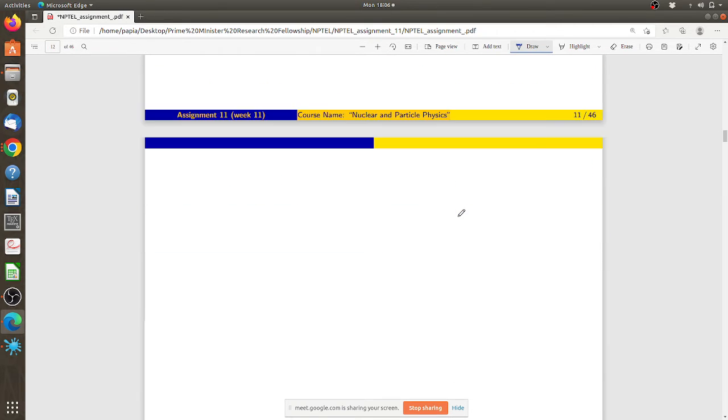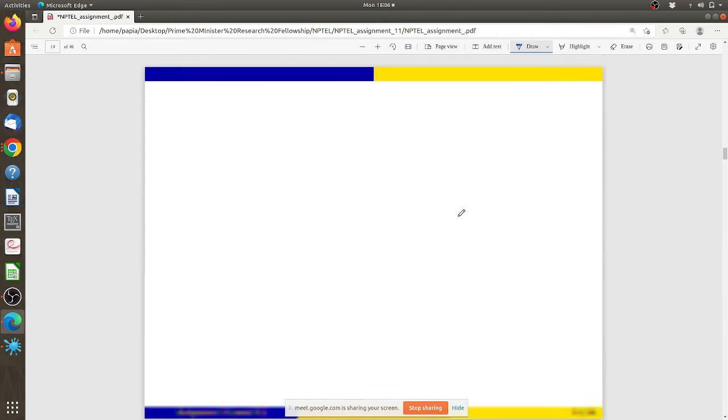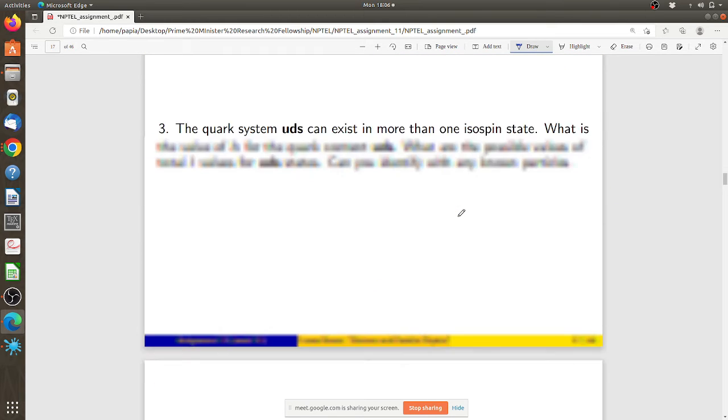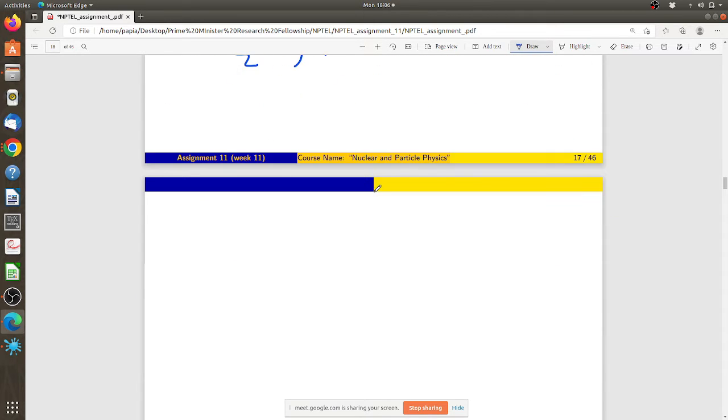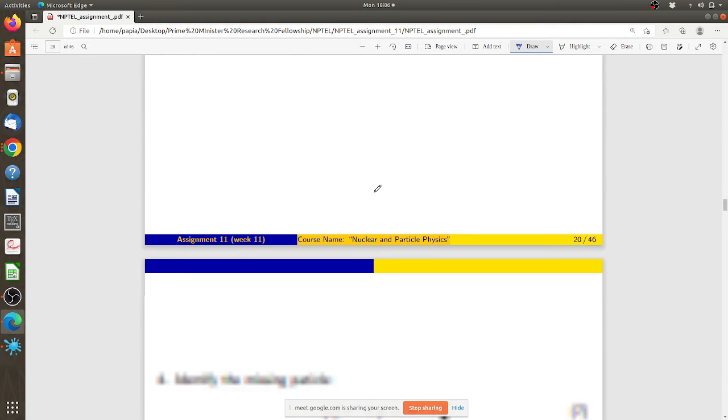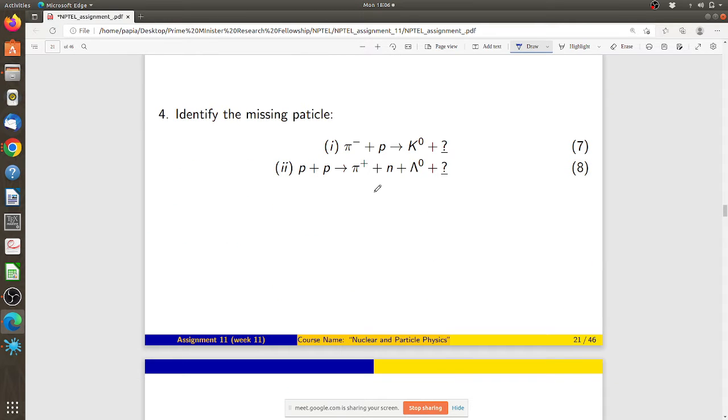Okay, so you know how to do that, right? And the third question was also solved: the UDS state, and what will be the example for that UDS state. I have given you 2 examples, sigma 0 and lambda 0, right? That was also done. So let's come to the fourth one. I think the fourth one was not done.